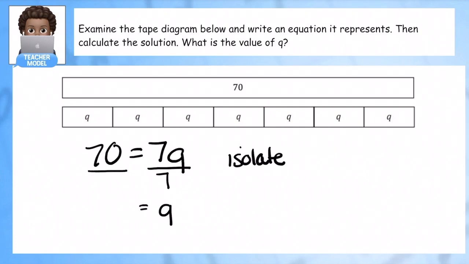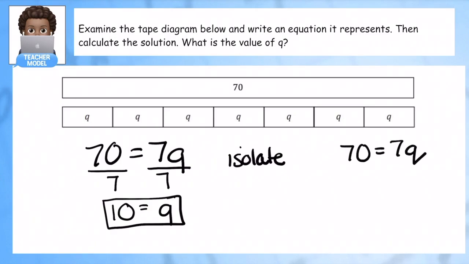Remember, whatever you do to one side, do to the other side. So 70 divided by 7 gives us 10. So each Q has a value of 10. Let's try this out with our check. 70 is equal to 7Q. 70 is equal to 7 times 10. 70 is equal to 70. And this makes sense. It is equal.